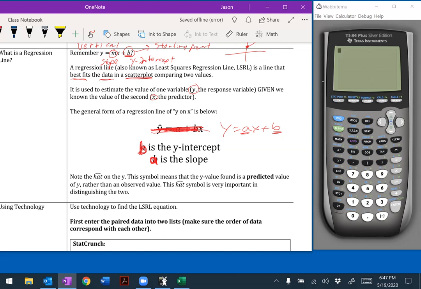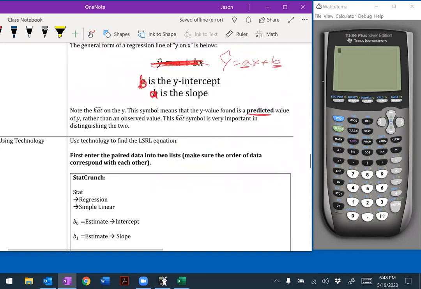Note the hat on the symbol. That means that this hat is a statistic. The symbol means that the y value found is a predicted value of y rather than the observed true value. This hat symbol is very important in distinguishing the two.